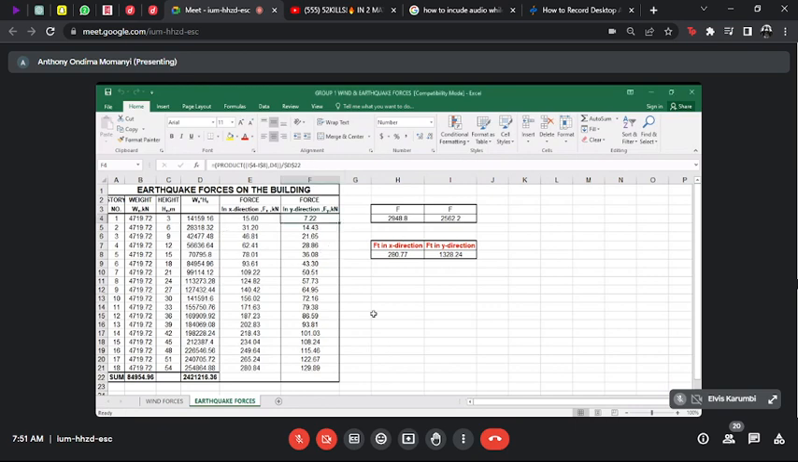We have distributed the force on the top story 18, which is 280.77. But here, when we distribute the forces, we distribute the forces in each story up to story 18 again. You're supposed to distribute up to story 17.